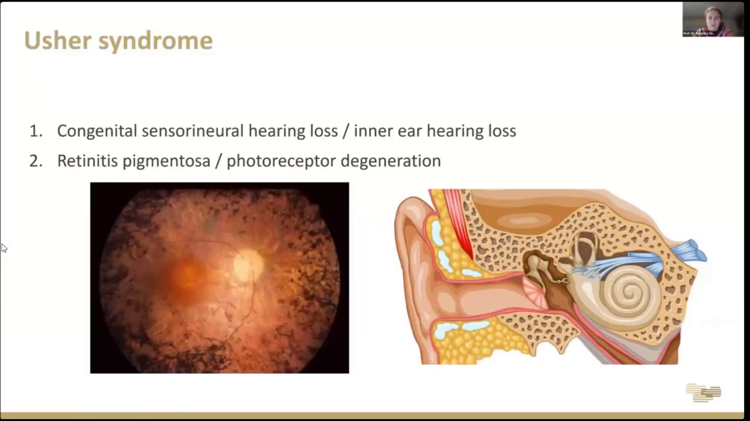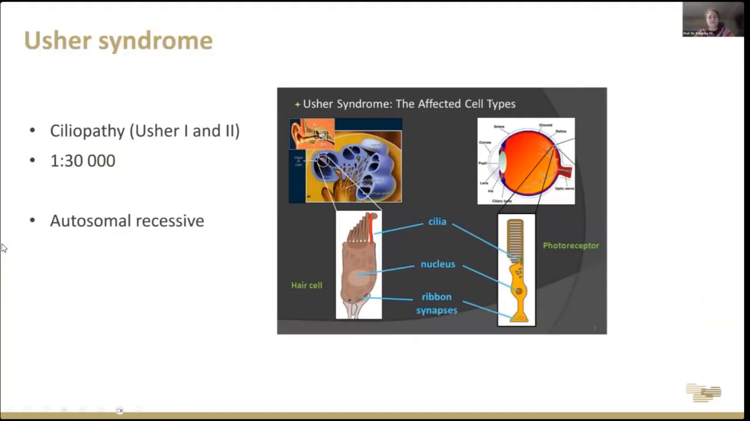syndromes. So Usher syndrome is a syndrome that affects mostly two organs in the body, the ear and the eye. If you consider this biologically, it's a so-called ciliopathy, especially if we talk about Usher type 1 and 2, because it affects the cilia in the body. It's a very rare disease, and the estimated prevalence is around 1 in 30,000, but of course, this is always different in different populations. All of the subtypes are inherited in an autosomal recessive way.